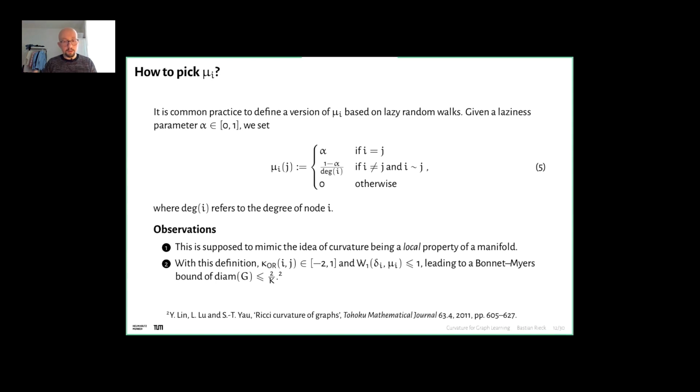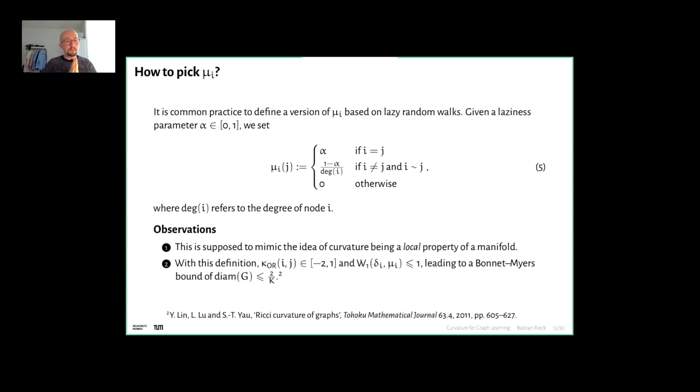This is done, I would say, maybe correct me if I'm wrong, or if you consider this to be different, but I think this is done because it's supposed to mimic the idea of curvature being a local property of a manifold. So you don't go deeper into the graph because there's no need to. You want to study the local properties.